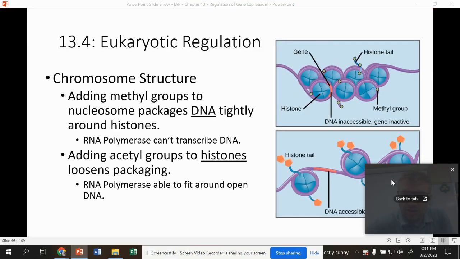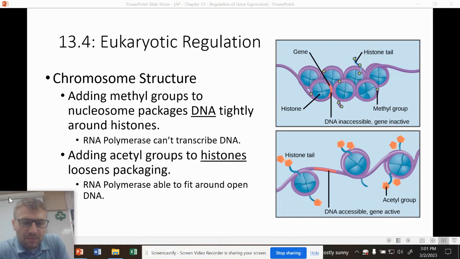So chromosome structure. What we can do with our chromosome is we can tightly pack it with these things called methyl groups. These tightly pack the DNA around those histones. That way, this makes the RNA polymerase unable to bind to a certain gene. So you can see methyl groups were placed around this DNA, so they wrap tightly around the histones. RNA polymerase can't reach it, so it's not going to be able to transcribe it.